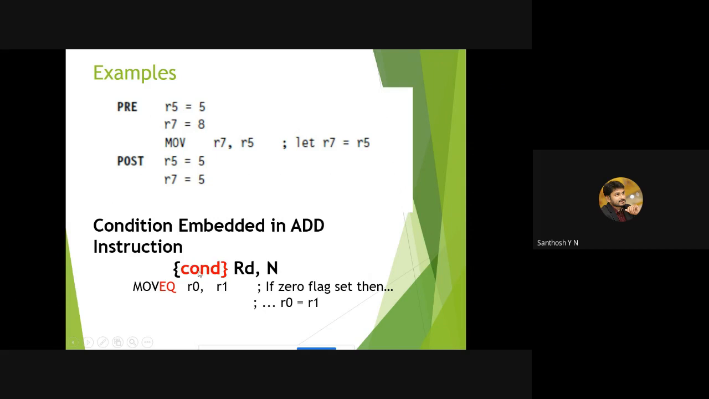Conditional execution means you can make this instruction a conditional instruction by just including the suffix EQ. There are various conditional suffixes that you can use, and we will be understanding them a little bit later on. Right now, if I am writing EQ, then only if the zero flag is set will the R1 contents be moved into R0. So you are making that particular instruction a conditional instruction. If that condition is satisfied, then only the operation happens. Otherwise, the operation doesn't happen. That is what they are telling in the comment here. If the zero flag is set, then only the R1 contents will move into R0. I hope you have understood how to make this instruction a conditional instruction.